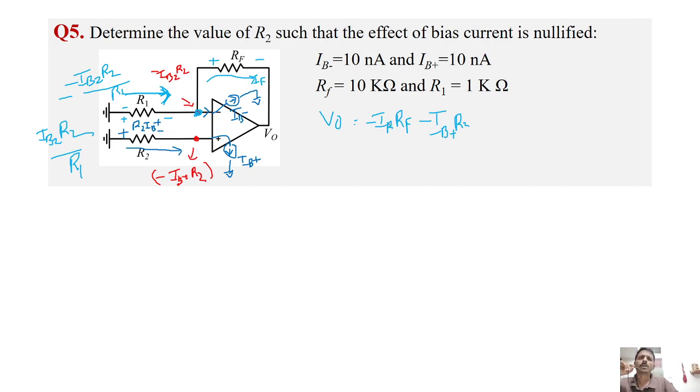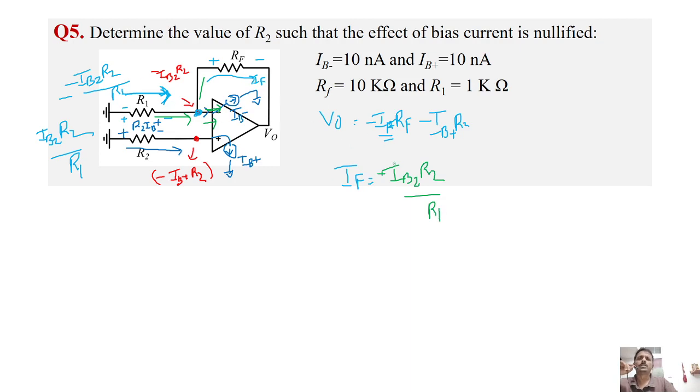So these are IF. Okay, so we just need to substitute this value. But we need to find IF also, right? So what is IF here? Since there is a current flowing like this, I'll just change the current. There is a current flowing in this direction, and from that some part is taken into the op amp, that is IB minus. So what is IF? IF will be equal to this current, which is actually plus IB2 R2 by R1.